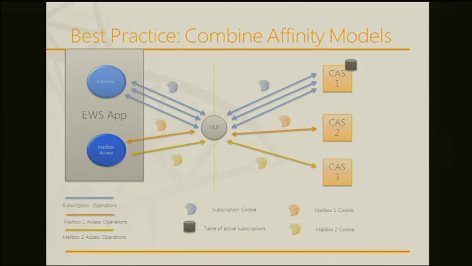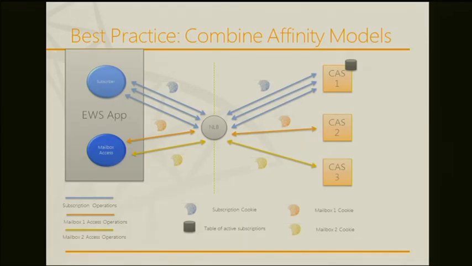So the best way to do this is to intelligently manage your cookies and separate the logic of your subscriptions from your mailbox access. Your EWS app now breaks out and has one unit that's keeping track of subscriptions. It may be a separate process, or maybe just a separate set of threads. It's managing the subscriptions and the affinity required for subscriptions. It could also be populating a queue on the client side of work that needs to be done, which is picked up by your mailbox access threads, which then use separate cookies per mailbox to go out and do the work.